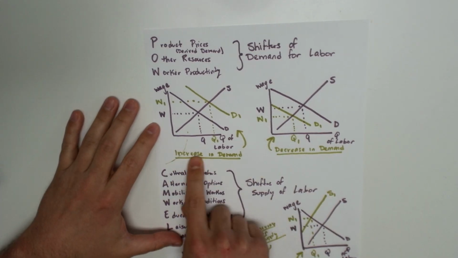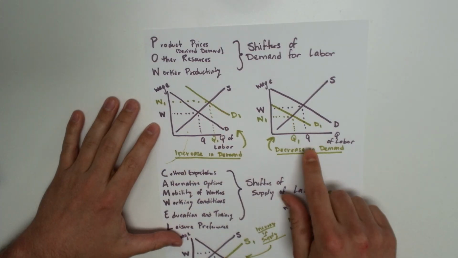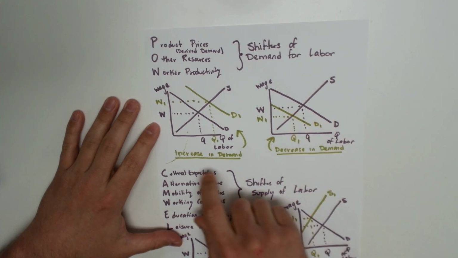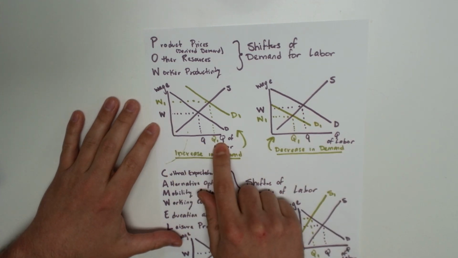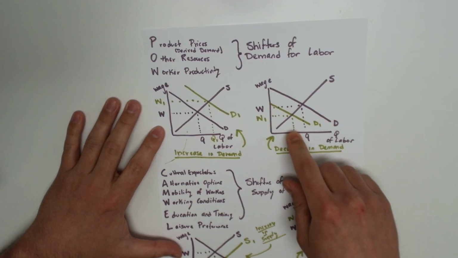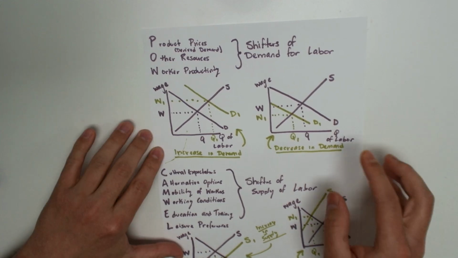If there's an increase in the demand for labor, the demand curve is going to shift to the right. And if there's a decrease in the demand for labor, the demand curve is going to shift to the left, right there. An increase in demand leads to a higher wage and a higher quantity in the labor market, and a decrease in demand leads to a lower wage and a lower quantity in the labor market.